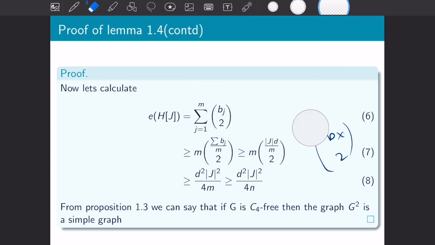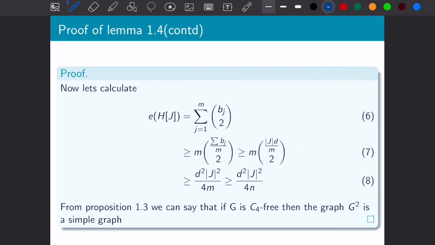So moving forward, this is only for a single vertex. When we take the sum over all the vertices present in graph G, this is the expression which we'll be getting. And this is greater than or equal to this value using inequalities. And as the sum of bj's is greater than or equal to cardinality of J into d, as we have shown in the previous slide, if we expand this, we'll be getting this result.